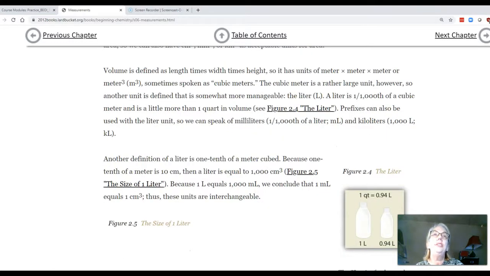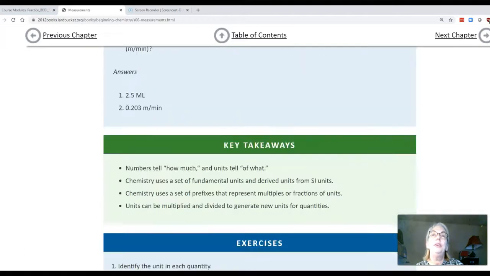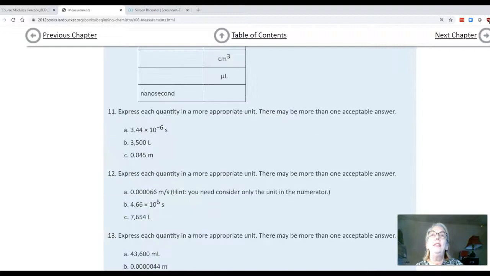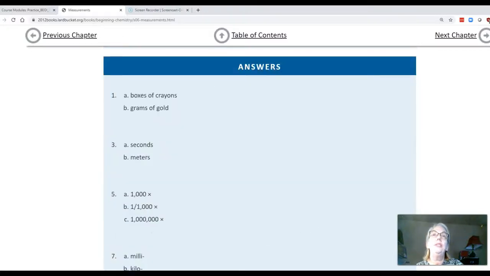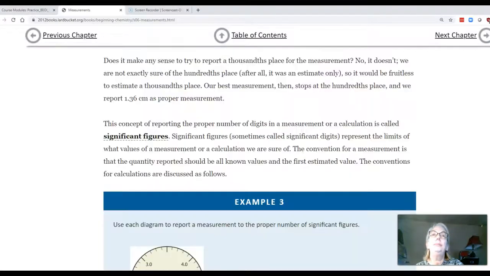And there are some things called derived units, which use more than one unit together. And here are some example problems. So go through these and try them on your own. These are for you to try. They're not the homework, and the answers are down below.